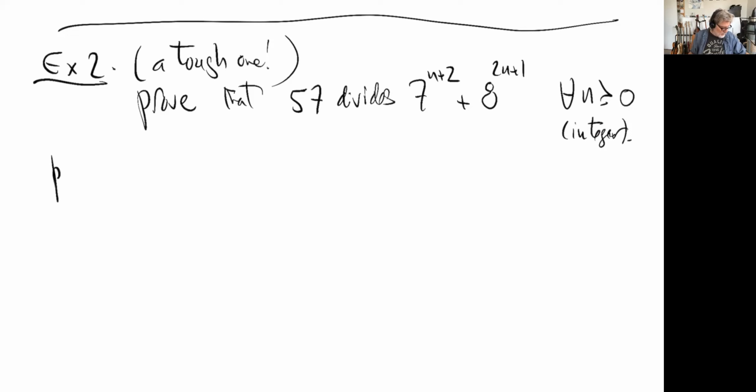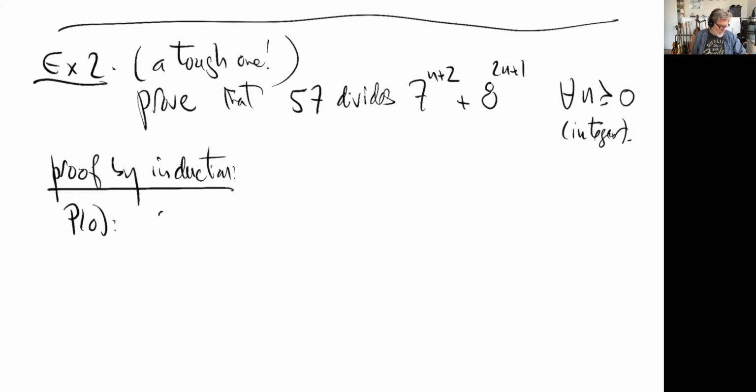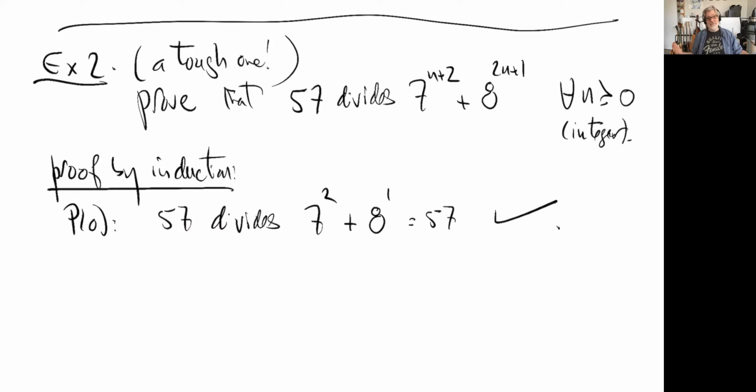So I'm going to do a proof by induction. Big surprise. So what's the statement? The statement is that 57 divides this for any n greater or equal to 0. So let's see, what is p of 0? It should be that 57 divides 7 squared plus 8 power 1. That's 49 plus 8, which is 57, and that was easy. So that's not the hard part, obviously.